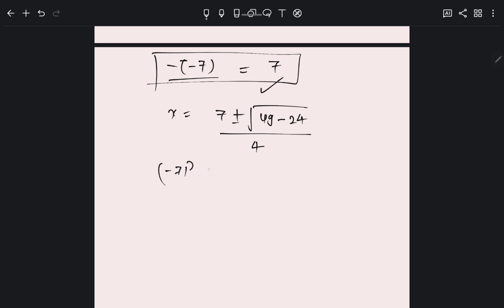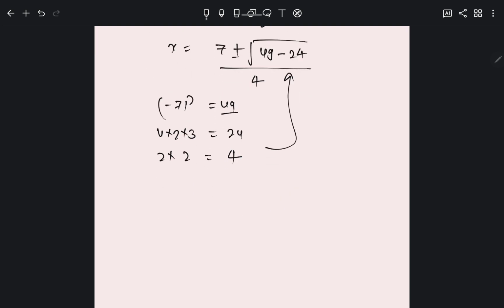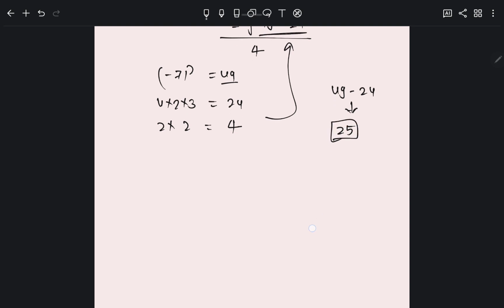That is minus 7 square, we got 49. We got 4 into 2 into 3, we got 24, and 2 into 2, that is 4. So now the equation becomes this. Okay, now we have to simplify. What is 49 minus 24 inside the square root? That becomes 25. So we will place 25 instead of 49 minus 24.